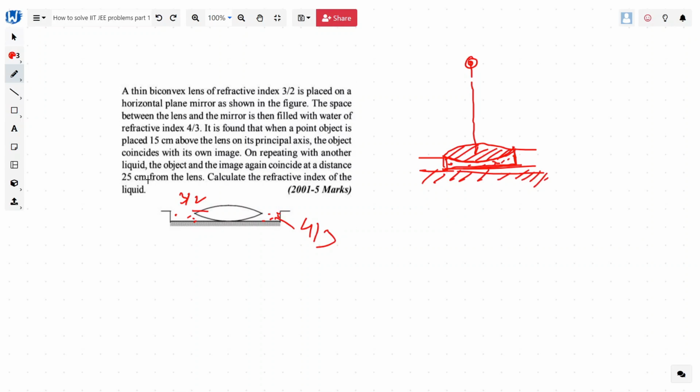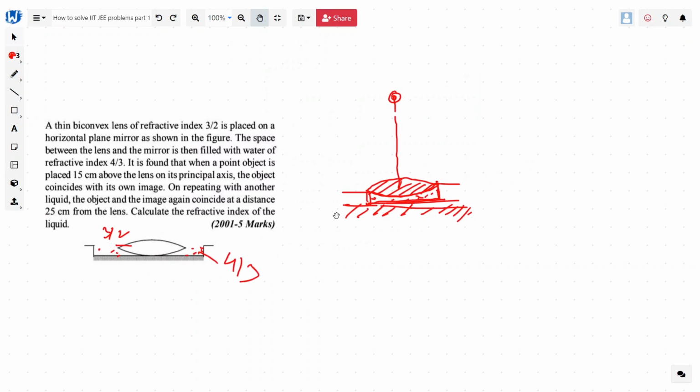On repeating with another liquid, the object and the image again coincide at a distance of 25 centimeter from the lens, right? So find the refractive index of that liquid. Now it is a difficult problem, right? Because you have a lens, you have a water lens, and then you have a mirror, right? So think about that.